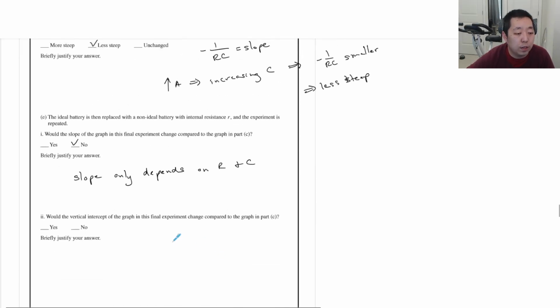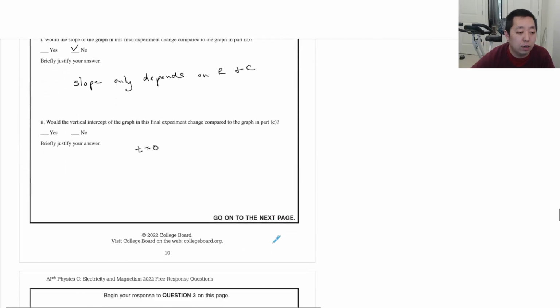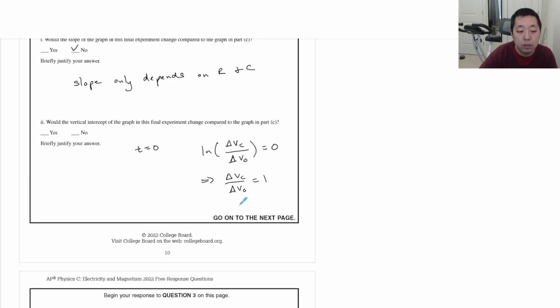Would the vertical intercept of the graph of the final experiment change compared to the graph? Well, the vertical intercept is when t is equal to 0. If you look at our equation, when t is equal to 0, the natural log of delta Vc over delta V0 equals 0, which means delta Vc over delta V0 would have to equal 1, which means delta Vc would equal delta V0. And the initial voltage would change, yes, because the initial voltage on the capacitor would be different.